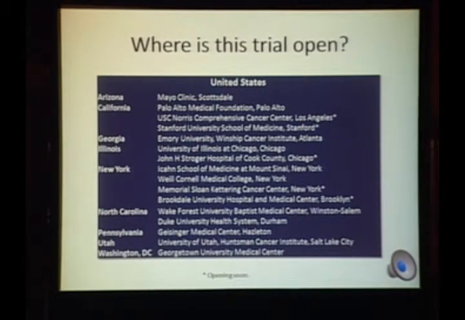This clinical trial is open there in New York with Dr. Silver, Dr. Hoffman in Mount Sinai, myself in Arizona, many sites in the Northeast and throughout the United States.